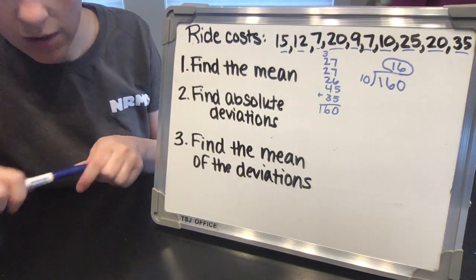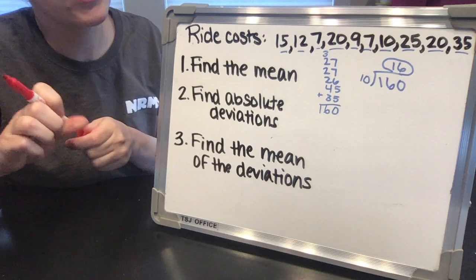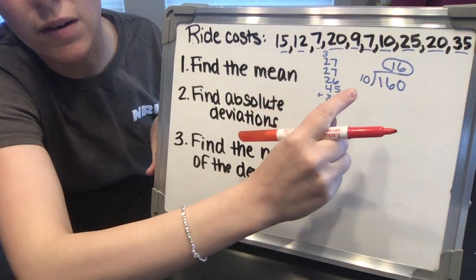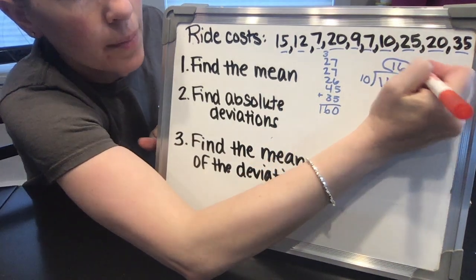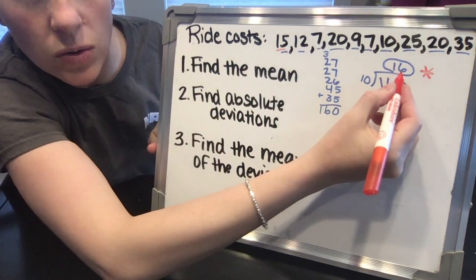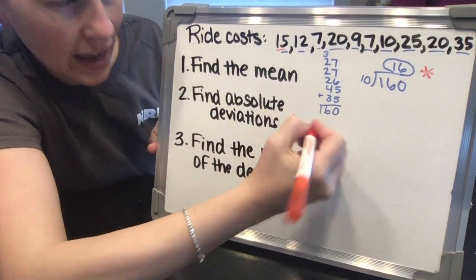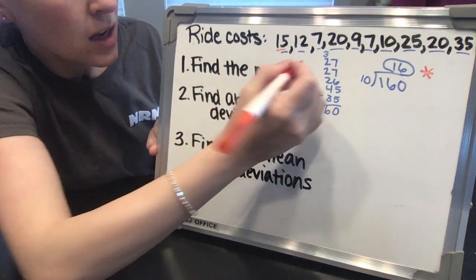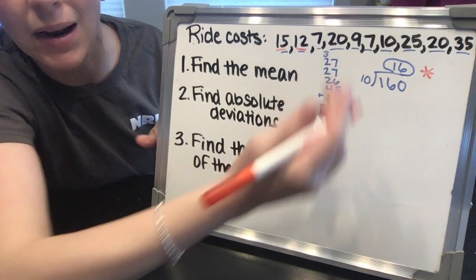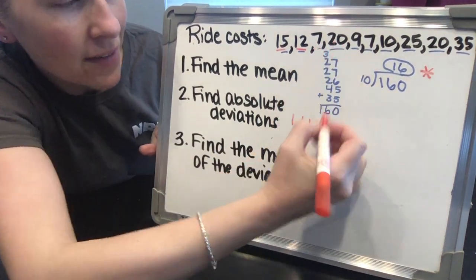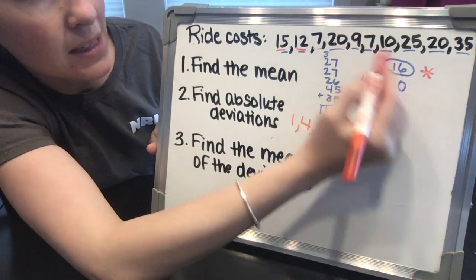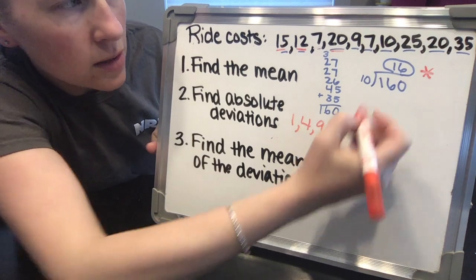Next, I need to find all of my absolute deviations. So I'm going to have a new list. I'm going to switch colors for this. I want to know how far away each one of these prices is from my 16. I don't care if it's positive or negative. Okay, 15 is only 1 away from 16, so I'm going to start my absolute deviations with a 1. 12 compared to 16, that is 4 steps away. 16 minus 12 is 4. 16 minus 7 is $9 away. 16 and 20, so I'm going to do 20 minus 16 is $4 away.